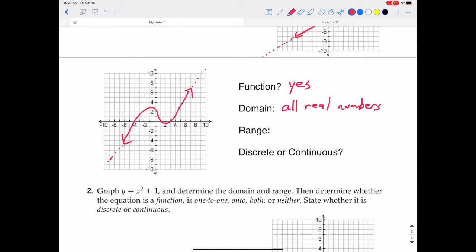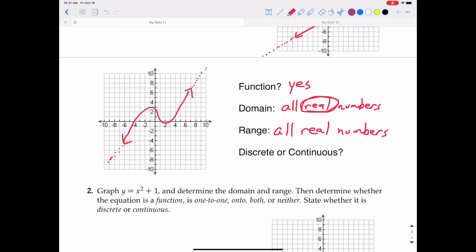Don't abbreviate that. Don't say ARN. That's not an official abbreviation. Write it out, all real numbers. And you do have to specify real numbers because there are such things as imaginary numbers that we will talk about later. The range is, since it continues upward and downward forever, it is also all real numbers.